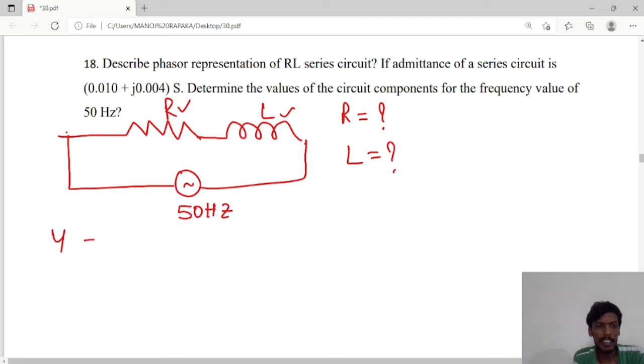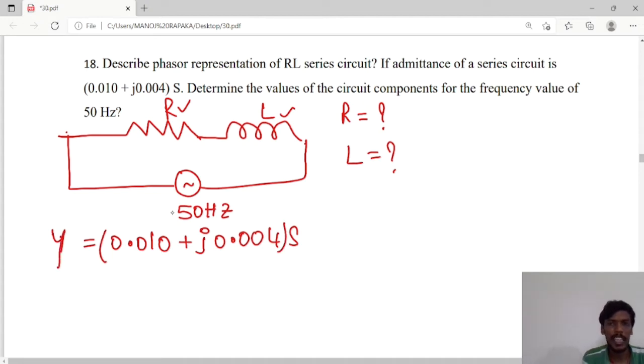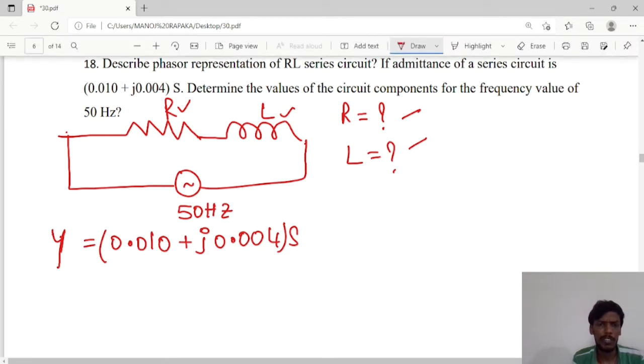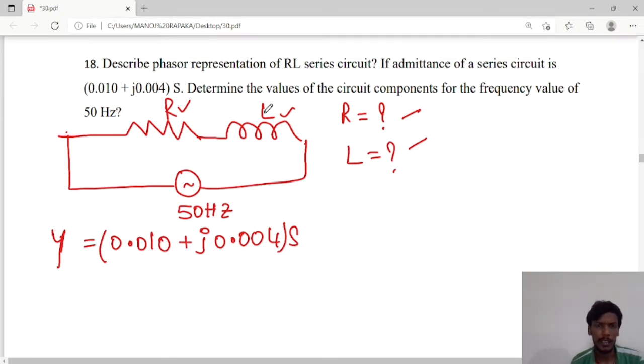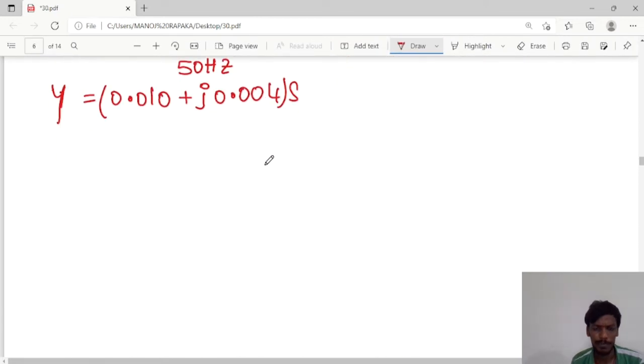And the Y value he has given as 0.010 + j0.004 S. This is the Y value. Y value means admittance value he has given. So we have to calculate the R value as well as L value. First he has asked to represent the phasor representation of the RL series circuit, so first we will represent the RL series circuit phasor representation.